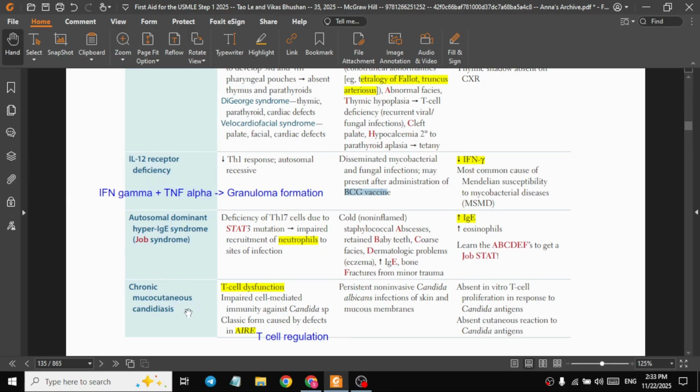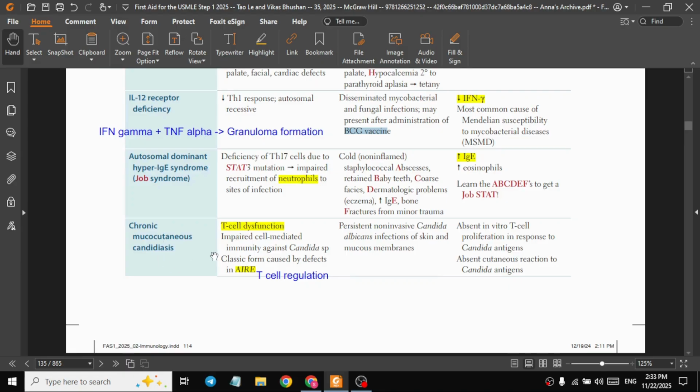Okay, now we understand this. Next comes the T cell dysfunction for chronic mucocutaneous candidiasis. It's in the name, CMC, right? T cells are supposed to protect against fungi. And because the T cells are not functional, why aren't they functional? Because of the AIRE gene. This AIRE gene was supposed to do the positive and the negative selections, but it wasn't working, and now you get all of this T cell dysfunction, right?